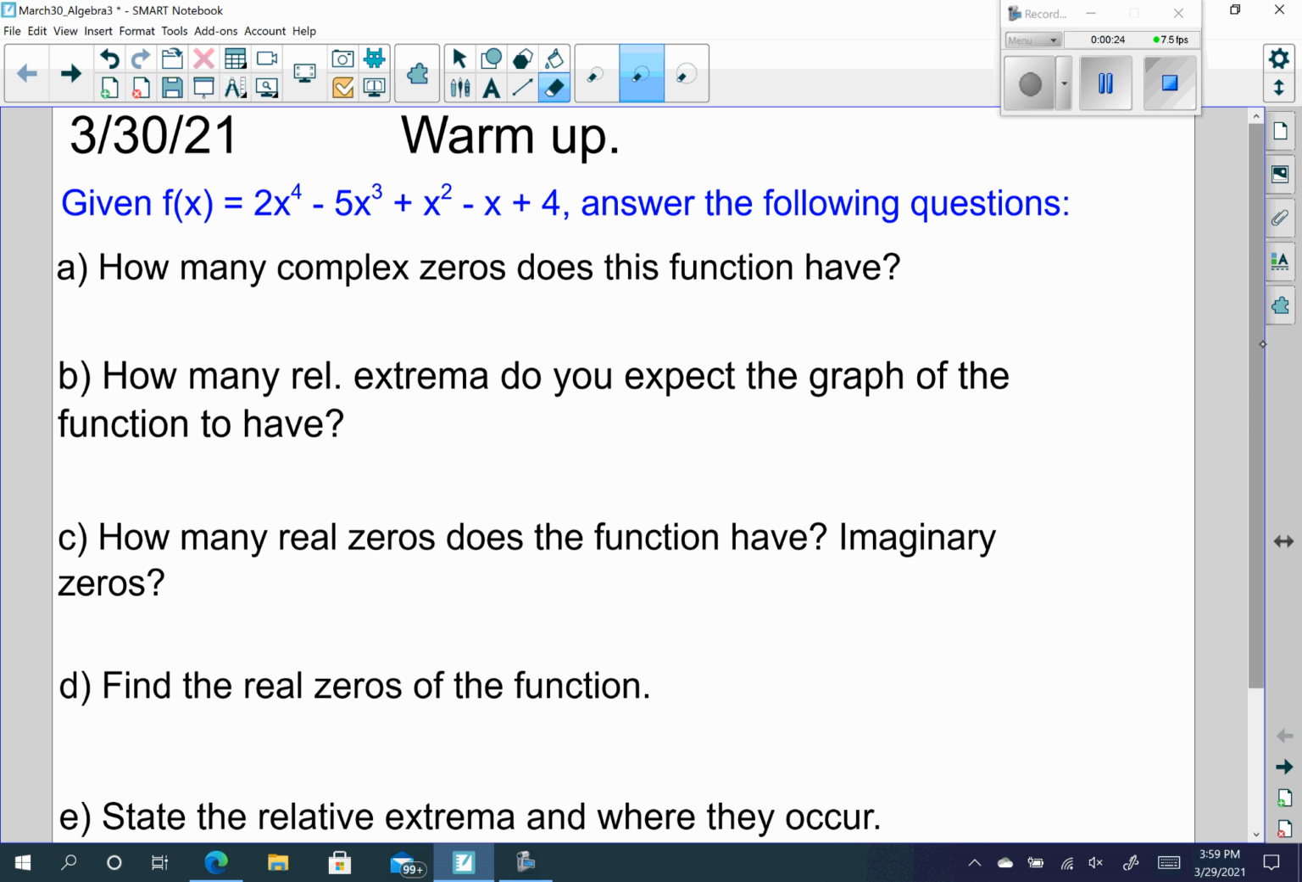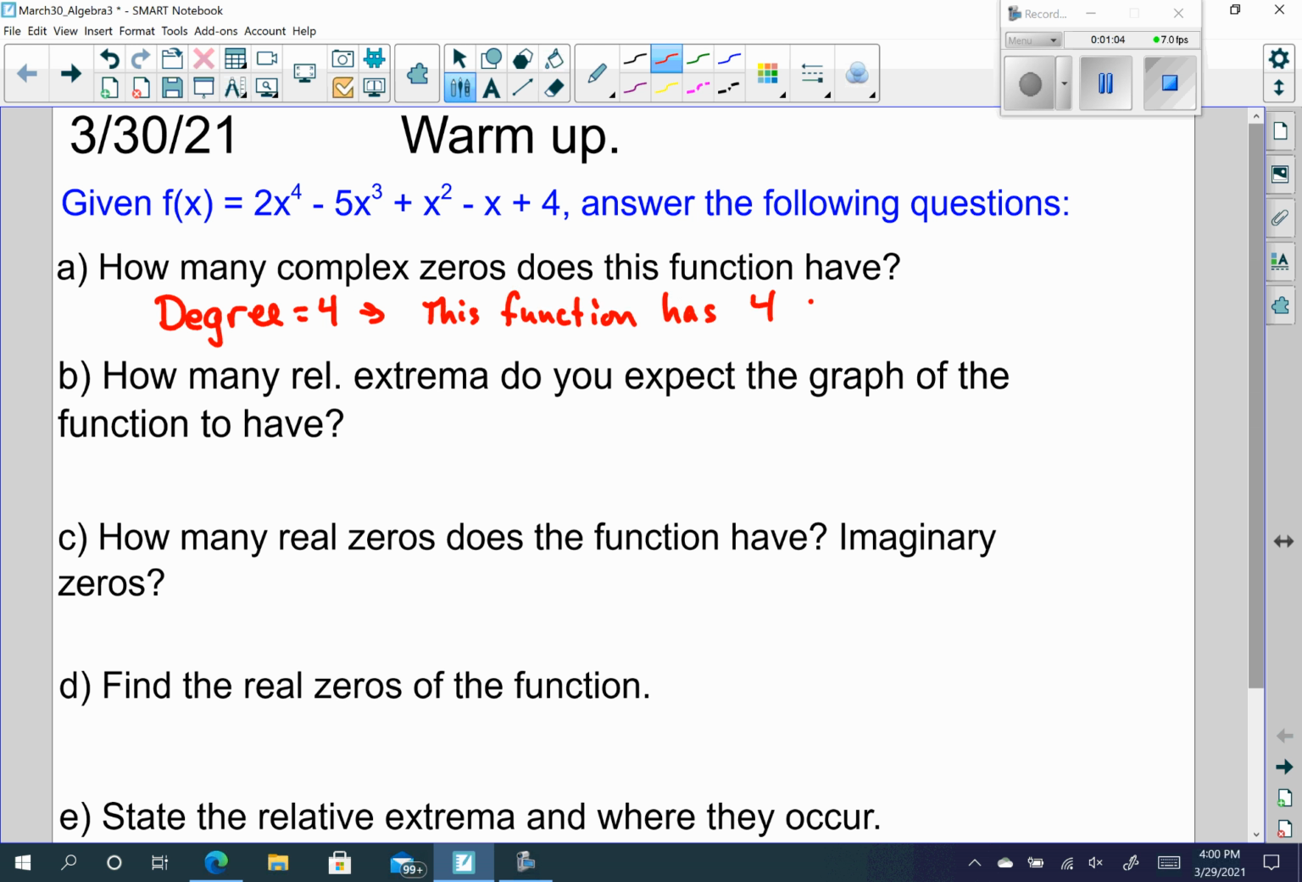But here we're given f of x is equal to 2x to the fourth minus 5x cubed plus x squared minus x plus 4. We want to answer the following questions. And again, these questions do not take too long to answer. A, how many complex zeros does this function have? Well, this is related to the degree. So maybe even on the quiz tomorrow, I might ask you for the degree, but we would answer saying the degree is equal to what? The largest exponent, so it's 4. So we would expect four complex zeros.